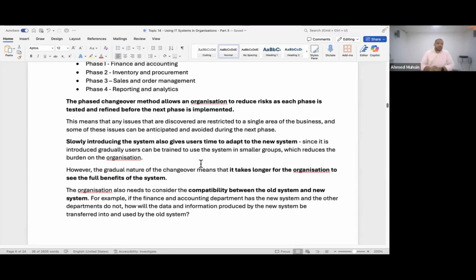Keep reading it, everybody. I just told it to you all. Read it. This means that any issues that are discovered are restricted to a single area of the business only. And then you can fix those issues so that the other departments do not get affected.